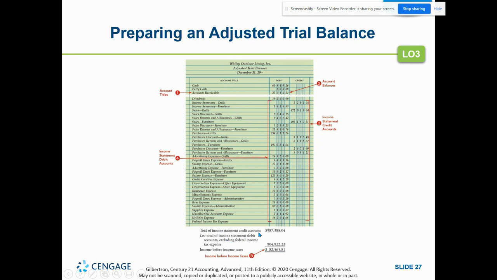So we have to take our income statement accounts, those are our income summary all the way down to our expenses. Those are our income statements. The income statement credit column and the income statement debit column are our expenses. We subtract those two, and that will give us our preliminary income before taxes.